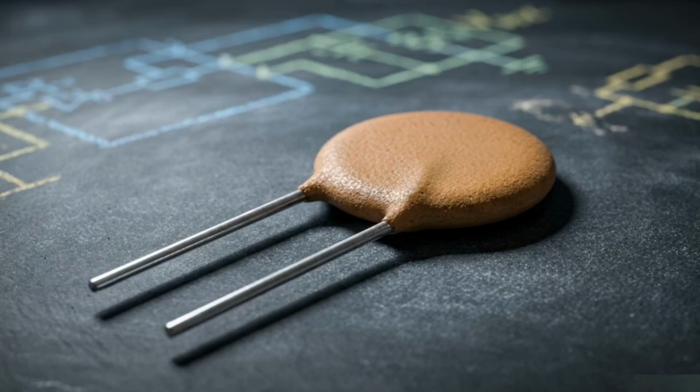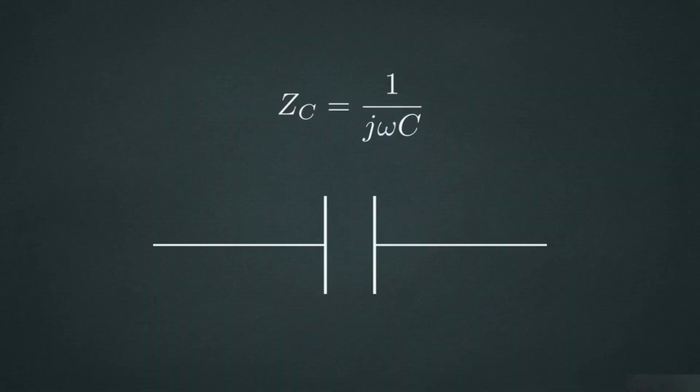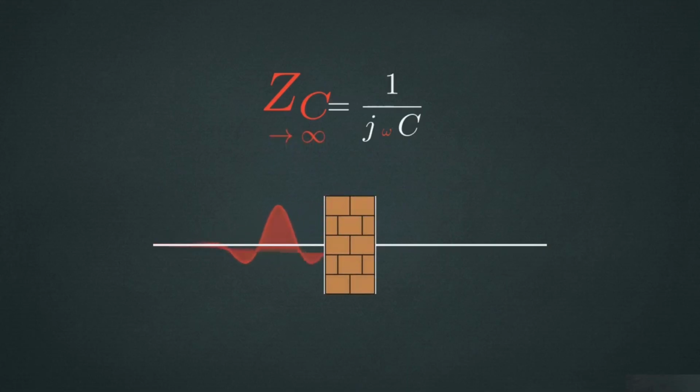The physical limitation causing this distortion stems from a single component common to almost every amplifier design, the capacitor. The impedance of a capacitor, represented by the formula Z sub C equals 1 over j omega C, is inversely proportional to frequency. When the frequency drops towards zero, the impedance approaches infinity. The capacitor acts like a brick wall, blocking the signal entirely.